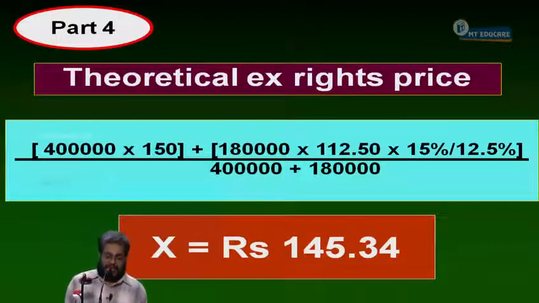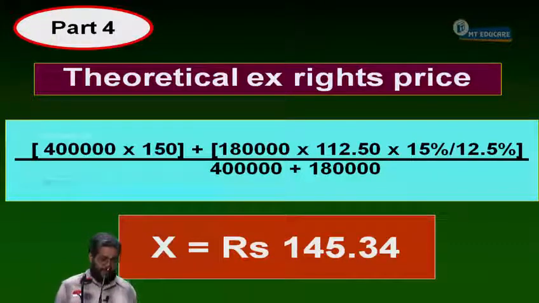The ratio is, let's first fix the ratio now. The ratio is 4 lakh is to 1 lakh 80,000, or 20 is to 9.